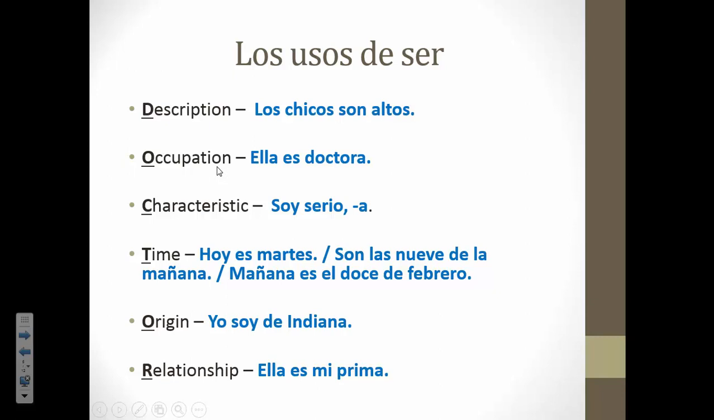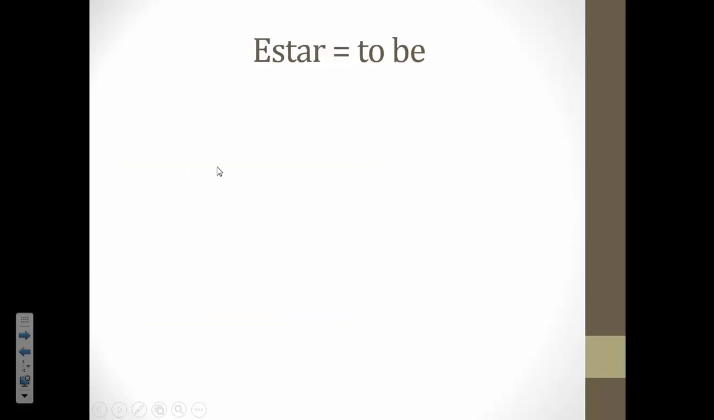Okay? All right, here are the translations for those examples in Spanish. So a description, los chicos son altos. Remember, this was the boys are tall. Occupation, ella es doctora, she is a doctor. Characteristic, soy serio or soy seria. I am serious. Time, hoy es martes, today is Tuesday. Son las 9 de la mañana, it's 9 o'clock in the morning. Mañana es el 12 de febrero, tomorrow is the 12th of February. Yo soy de Indiana, I'm from Indiana. And ella es mi prima, she is my cousin.